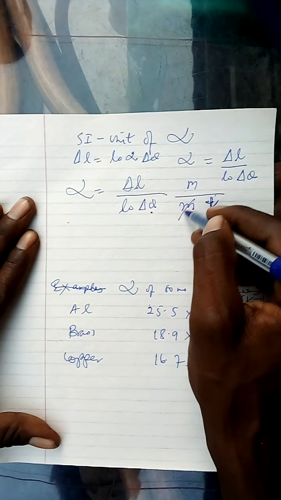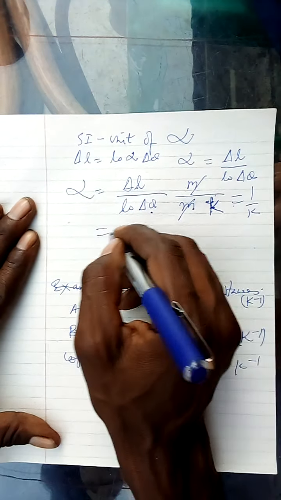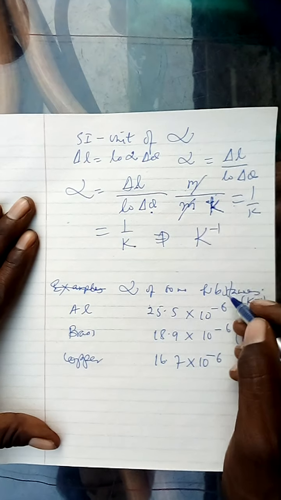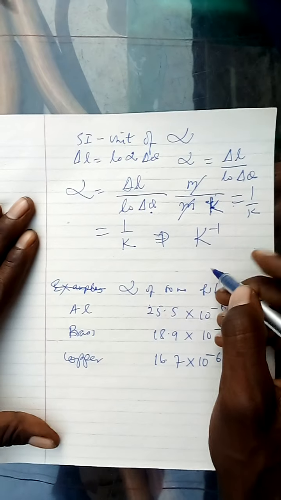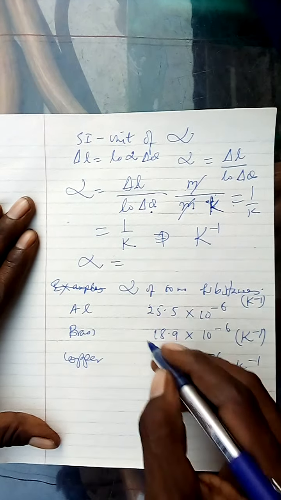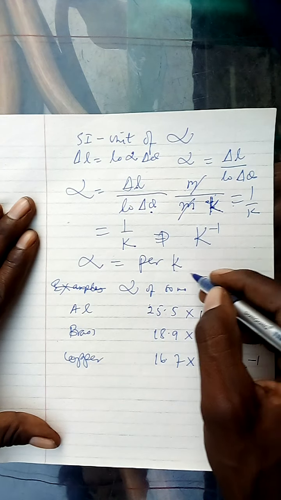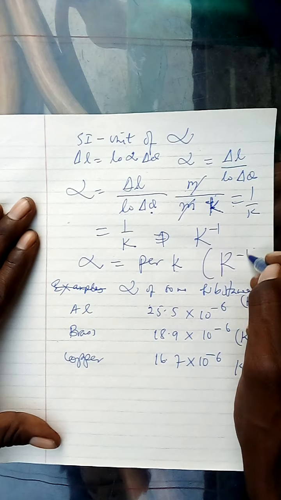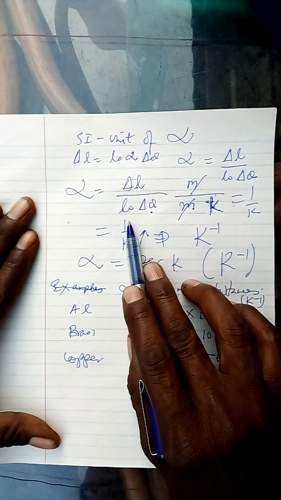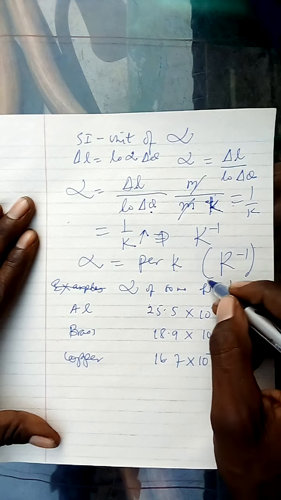Mathematically, the meters cancel out, and then you remain with 1 over K. So the SI unit of linear expansivity is 1 over K, and in short we write it as K to the power negative 1. So this is per Kelvin. The SI unit of linear expansivity is per Kelvin or per degree Celsius. According to exponential forms, when this is taken to the upper side, it becomes negative.